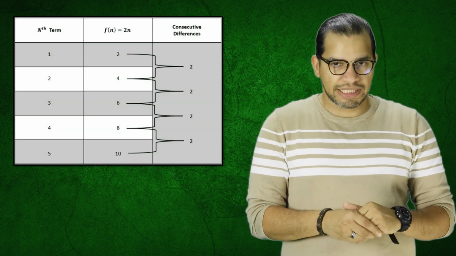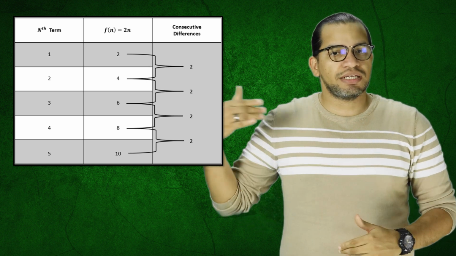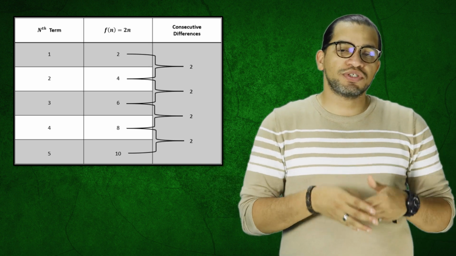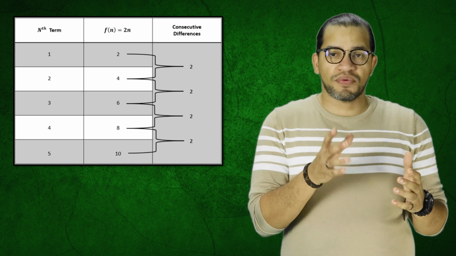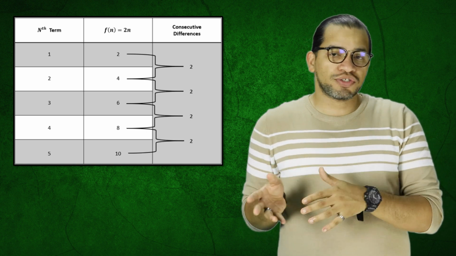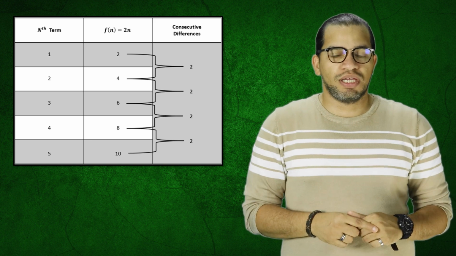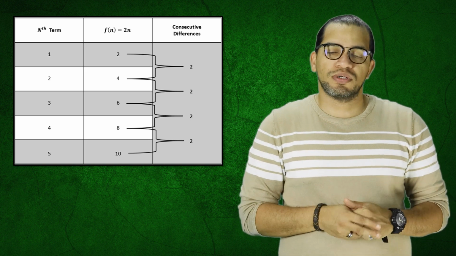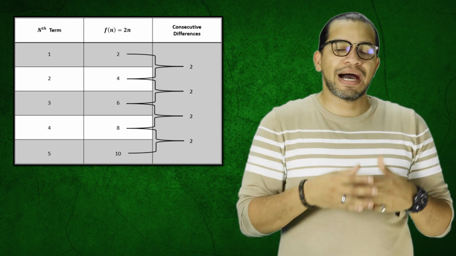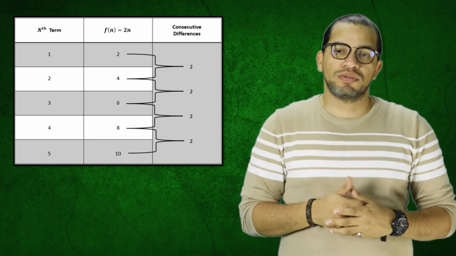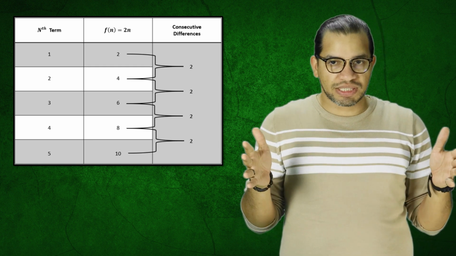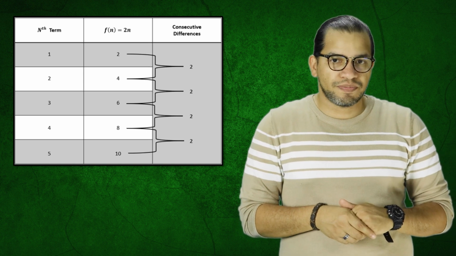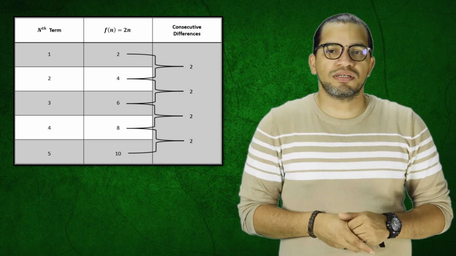Let us take the sequence 2, 4, 6, 8, 10, and so on. If we take the first two elements of the sequence, 2 and 4, and we do 4 minus 2, we get 2. If we take 6 and 4 and we do 6 minus 4, we get 2. If we do 8 minus 6, we get 2. So all of the differences are constant. Therefore, this is an arithmetic sequence.